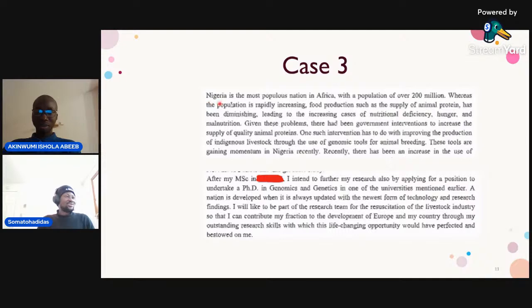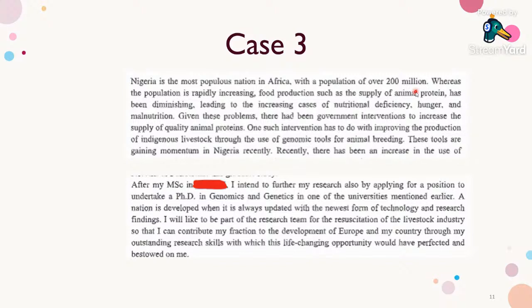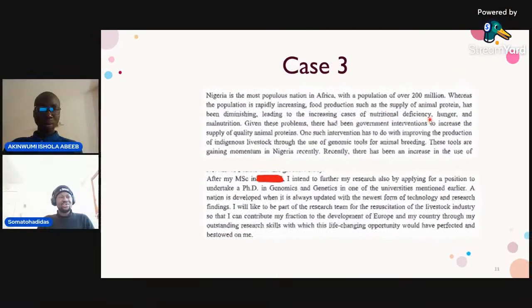Another one is this introduction. Nigeria is the most populous nation in Africa with a population of about 200 million. Whereas the population is rapidly increasing, food production such as supply of animal protein has been diminishing, leading to the increasing crises of nutritional deficiency, hunger, and malnutrition. Given this problem, there have been government interventions to increase the supply of quality animal protein. One such intervention has to do with improving the production of livestock through the use of genomics. So the tools are recently gaining momentum.